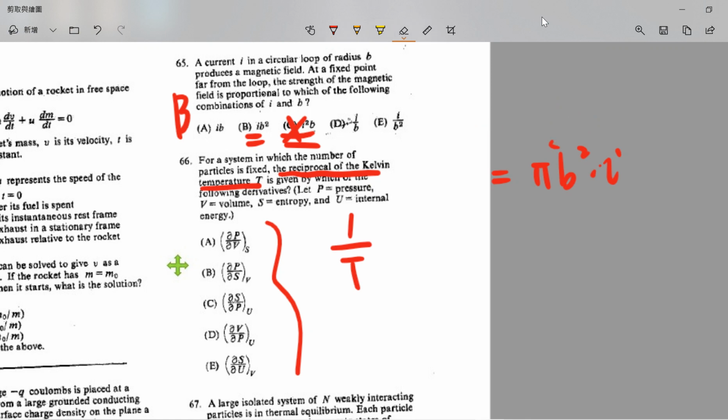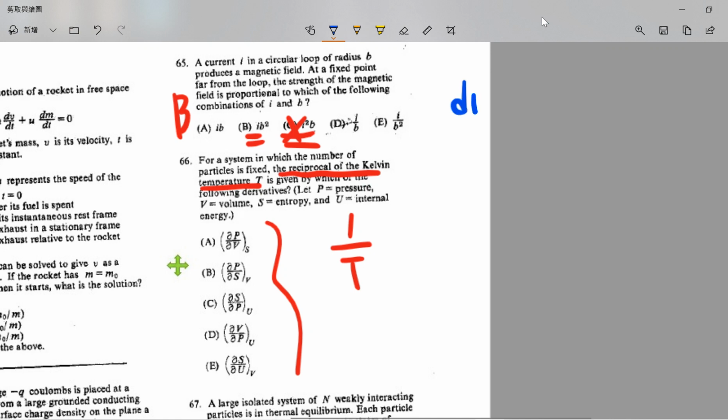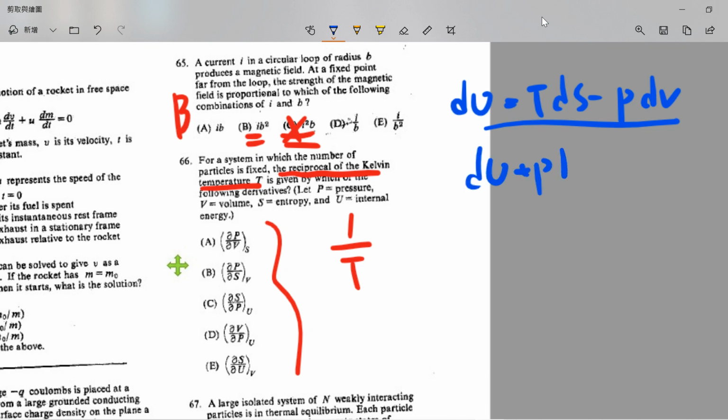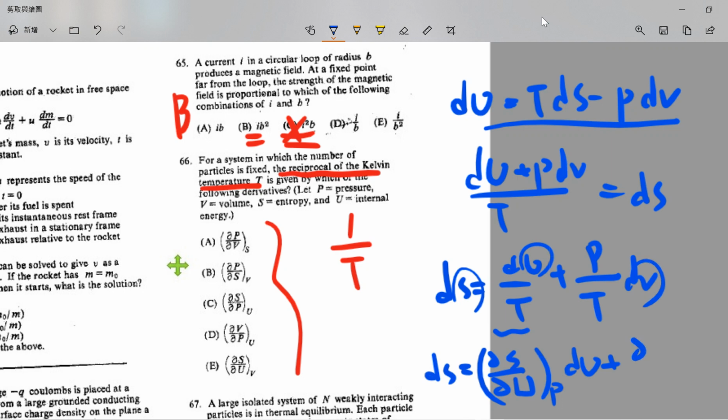So we start from the first law. The first law tells you that dU equals T dS minus p dV. So we have dU plus p dV over T equals dS. So dS equals dU over T plus p over T dV. And so if you know about the partial derivative, dS depends on U and V.